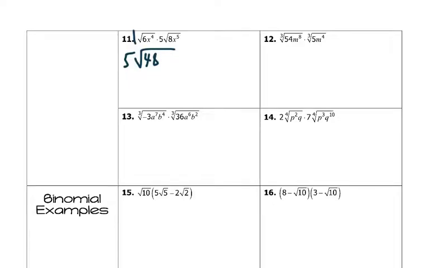And x to the 4th times x to the fifth, what is the product rule? When you are multiplying variables with exponents that are the same base, you have to add the exponents. So x to the fourth plus 5 gives us x to the ninth.